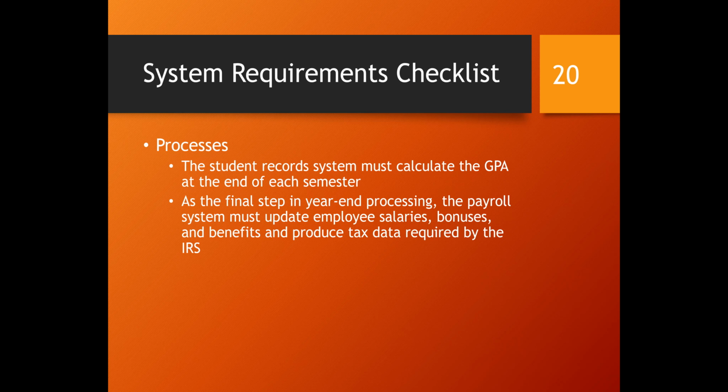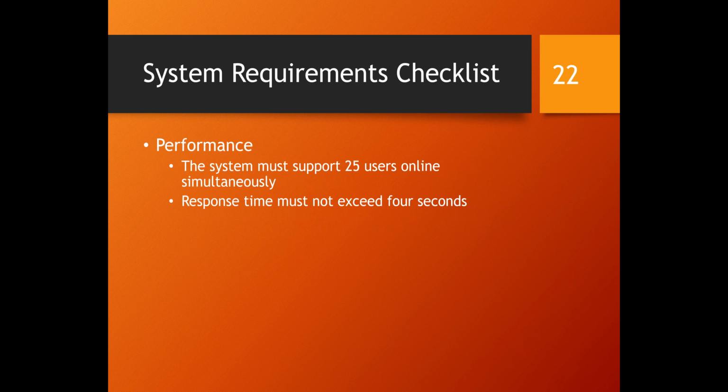After that, in terms of performance, you also have to check, for example, system must support 25 users online simultaneously. Does the system do that or not? Does the system response time must not exceed 4 seconds or not? If it just spends 3 seconds, you tick pass, the checklist is passed.